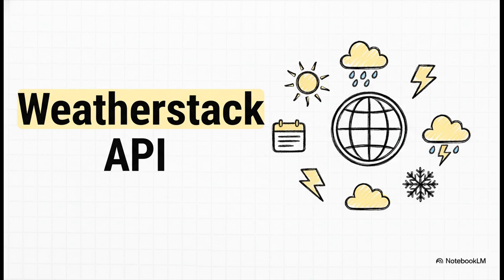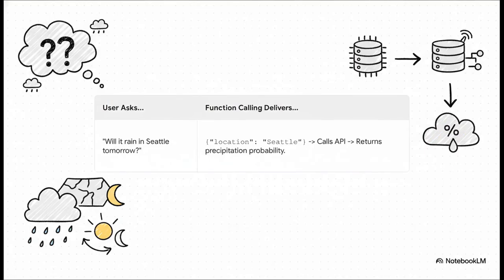Next up, another classic use case, getting a weather forecast. We'll use the Weather Stack API for this one. So the user asks a very human question, right? Will it rain in Seattle tomorrow? The model itself doesn't know, but it knows exactly how to find out. It correctly pulls out Seattle as the location and understands tomorrow means a 1-day forecast. It builds the JSON and lets your app fetch the actual probability of rain. And you didn't have to write some crazy complex prompt to do it.